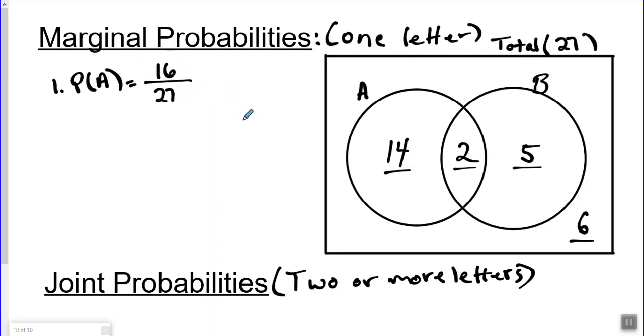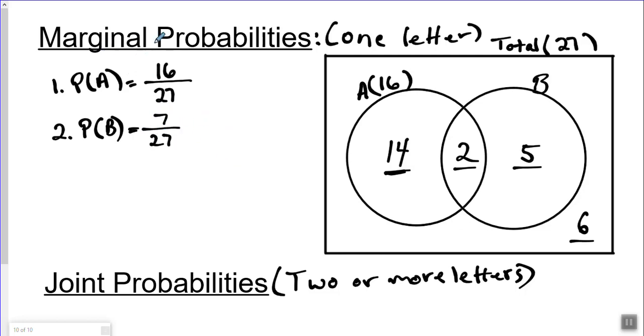Now for some folks, that's very confusing, including myself. That was confusing for a long time for me because I always tried to pick this number. But this number does not represent the full circle A. So if you want, up here put a little parentheses and write 16, that's going to be helpful. Let's try to find the probability of B. This is also a marginal probability. So the probability of B is 7 out of 27.